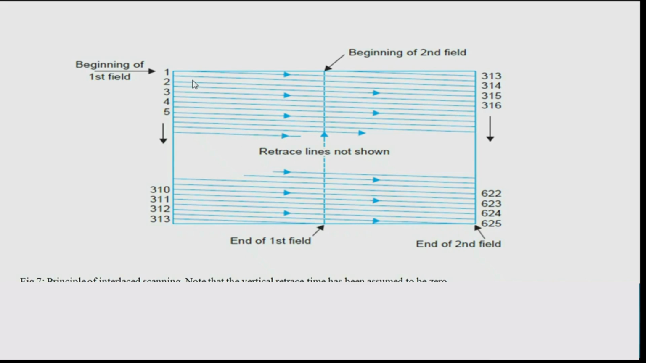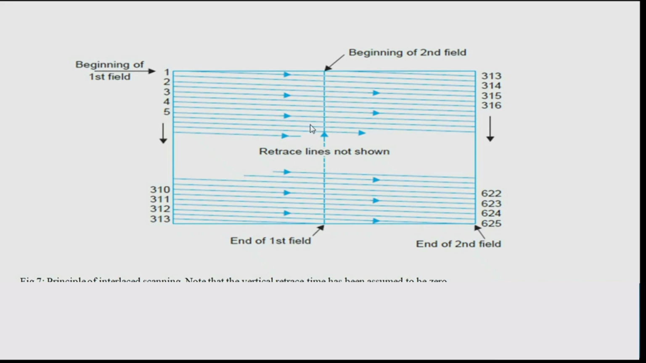If you observe this diagram, it starts from the left-hand side at the 0th position and reaches the end of the first field in the middle of this line. Then it retraces, starts from the middle of this line, and again starts for the second field. In this way this one is the first field, and in this way the second field.